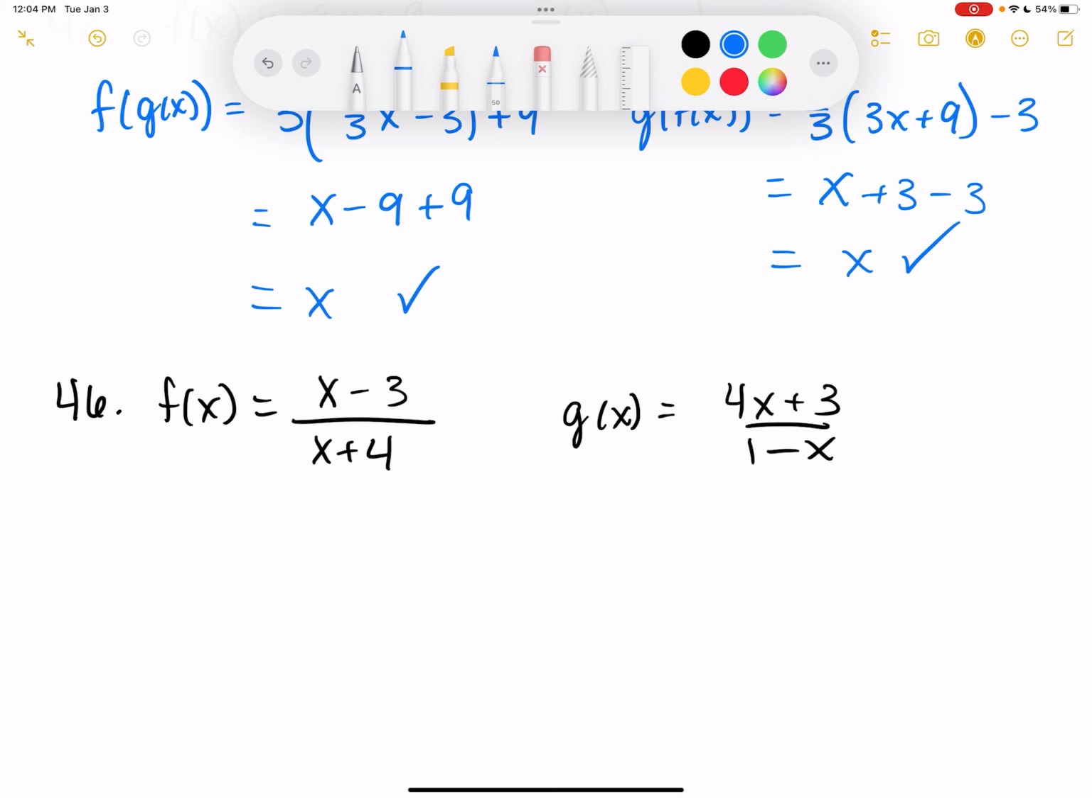Do you want to do g of f of x or f of g of x? Of g of x. You do the other one. Okay, so I'm doing g of f of x.